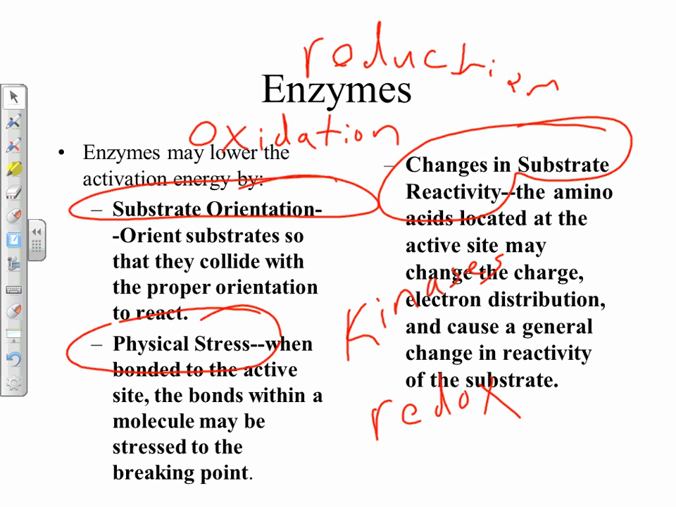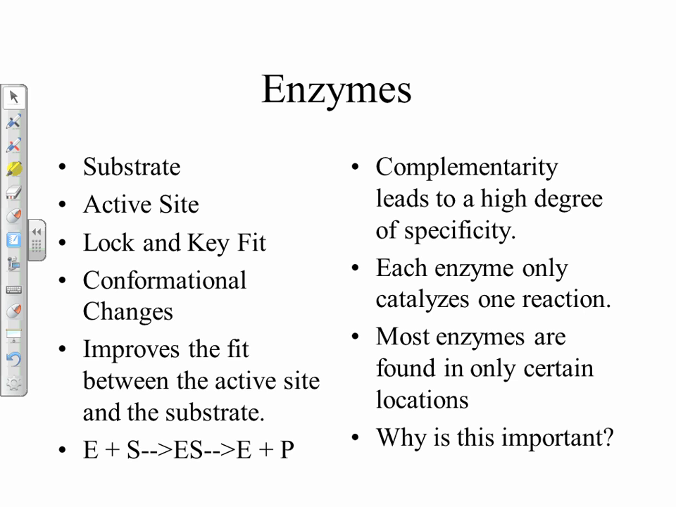All right, let's go a little further here. I think we covered this whole thing. Complementarity leads to a high degree of specificity. Enzyme and substrate have to fit together. If they don't fit, enzyme doesn't work. The reaction doesn't happen. Each enzyme is only good for one reaction. And also, most enzymes are found in only certain parts of your body. That's because what can be turned on and off in different parts of your body? Genes. Genes code for proteins, and enzymes are proteins.